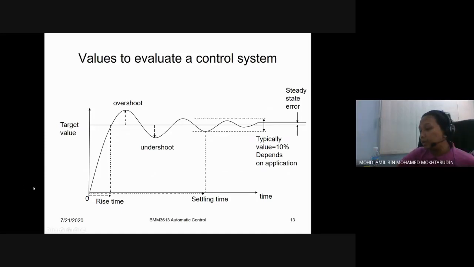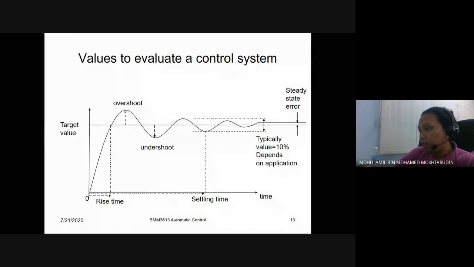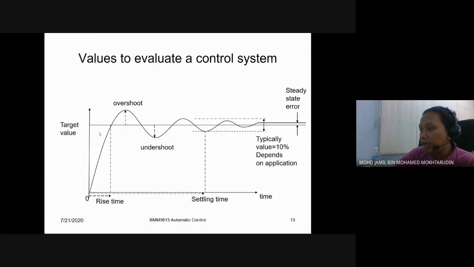Okay, so this is an example of an output response of a system. If you look here, there are several parameters that you can try to control so that you can produce an optimal transient response. The first parameter is rise time here. Rise time is basically the time for the time response to reach steady state. Then there is an overshoot here. You want to reduce the rise time as small as possible and the overshoot as small as possible.